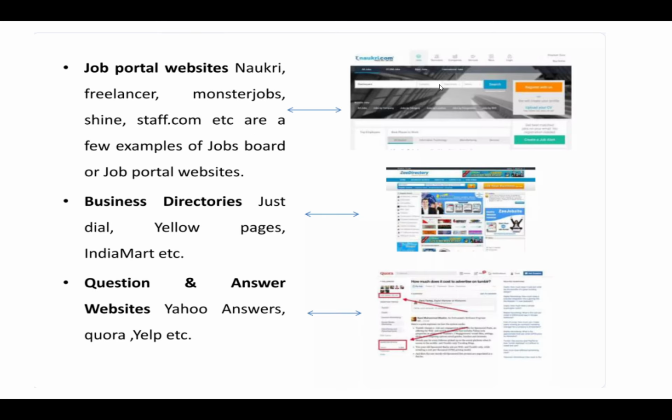Job portal website. The best example of a job portal website is LinkedIn, where you can see your professional life or day-to-day life. Business directories show what business news is going on. Q&A websites, like Yahoo Answers or Quora, where you can also do one-to-one chat.